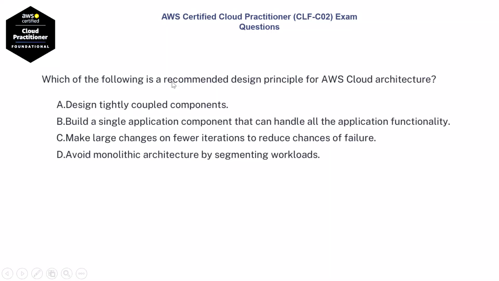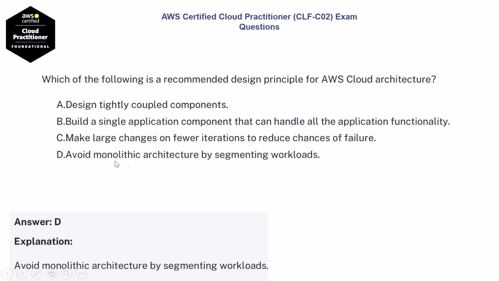Which of the following is a recommended design principle for AWS cloud architecture? Option A, design tightly coupled components. Option B, build a single application component that can handle all the application functionality. Option C, make large changes on fewer iterations to reduce chances of failure. Option D, avoid monolithic architecture by segmenting workloads. The right answer is option D. Avoid monolithic architecture by segmenting workloads.